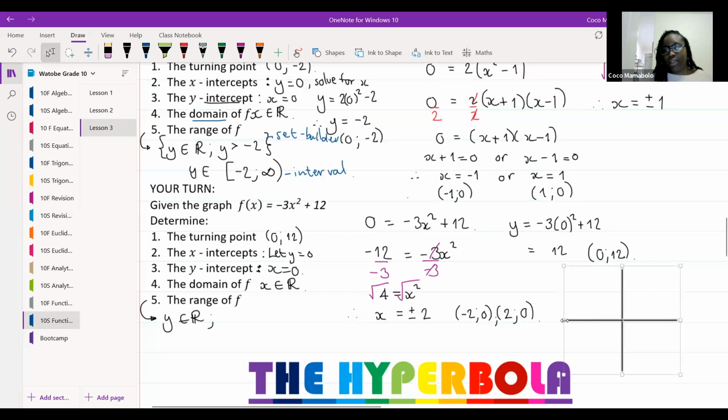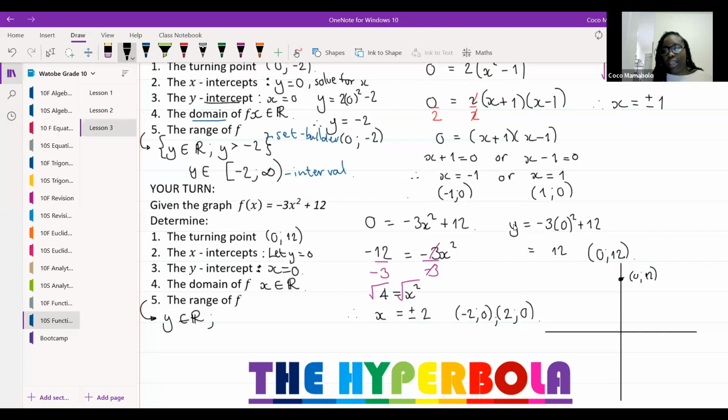Look at the graph, Zoluka. Don't just say happy face. It's a sad face, right? So we can almost look at it as my 12 is over there. There's my turning point at 0 and 12.